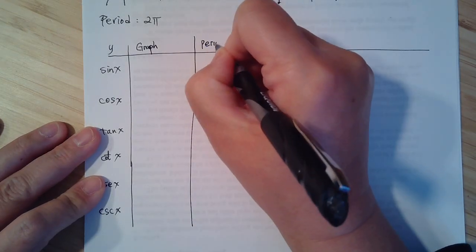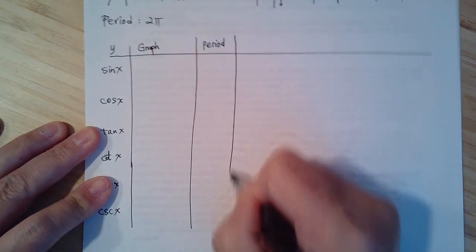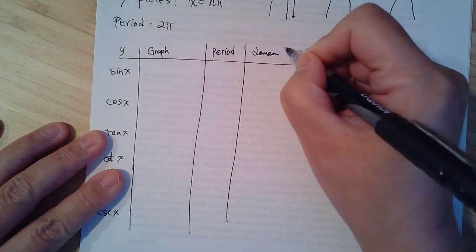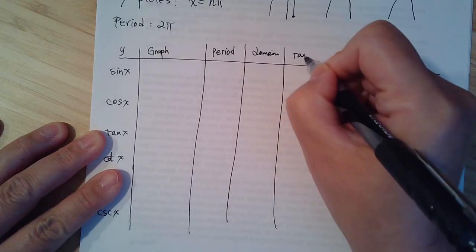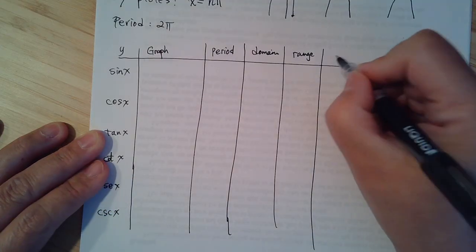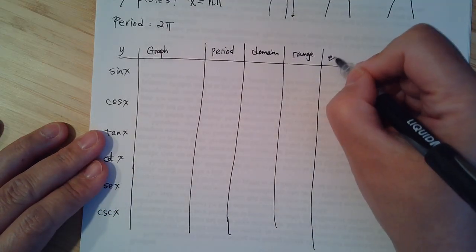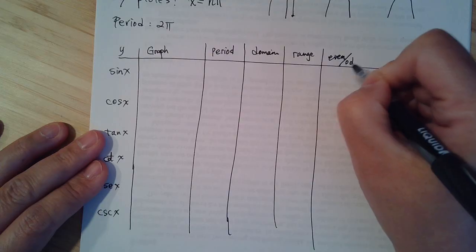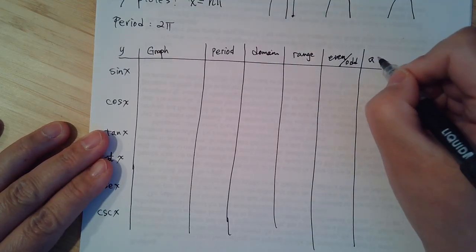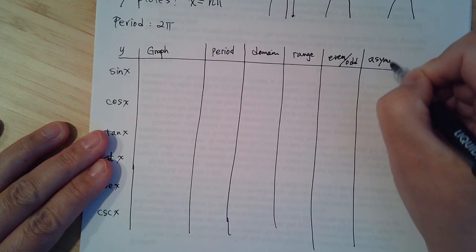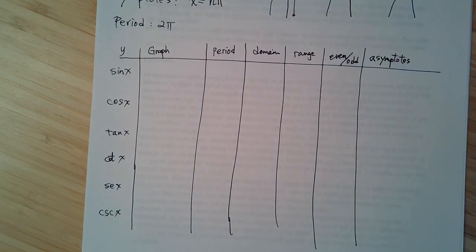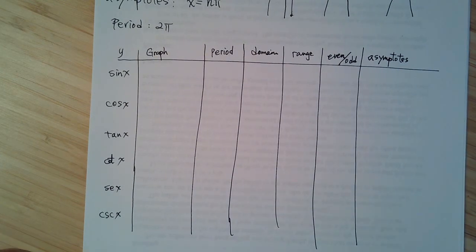Period. Domain. Range. Are there any even or odd? And asymptotes. Okay, so maybe I can do this quickly so you get the idea.